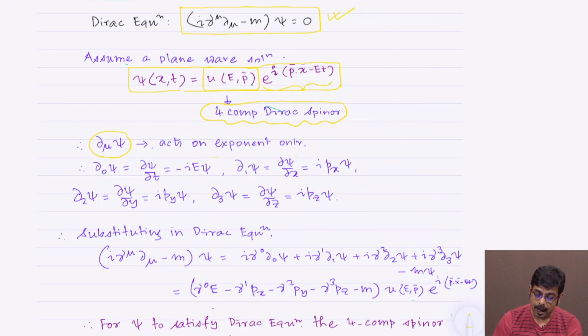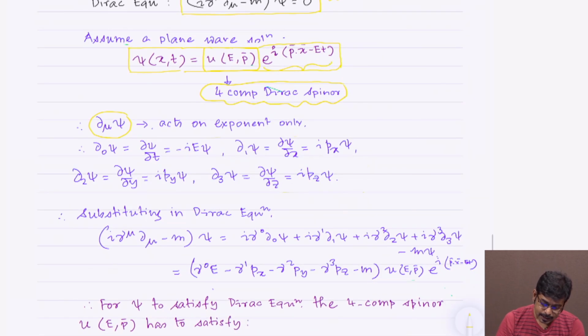So, the del mu psi, the del mu part will act on what? The del mu part will act on basically this wave function part, e to the power i(px minus Et). So, let us see, del 0 psi is del psi del t, what will that be? Now, that will essentially act on the e to the power minus iEt part, and that is going to give you minus iE. So, the del 0 psi will be simply del psi del t, and that is minus iE psi.